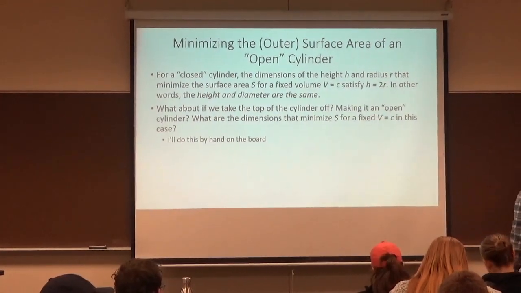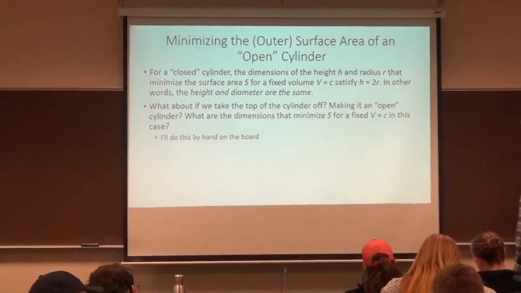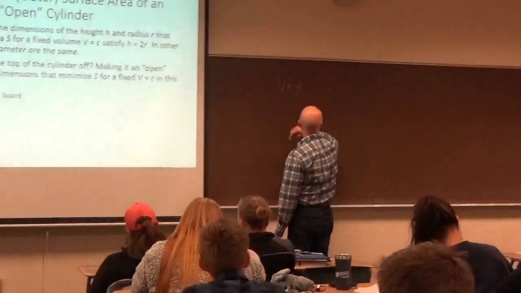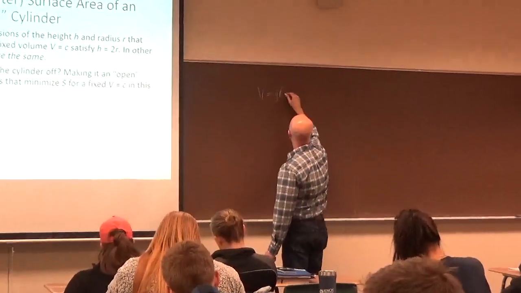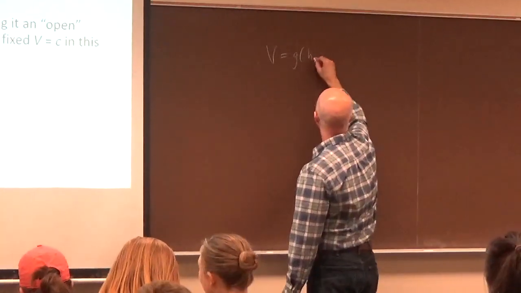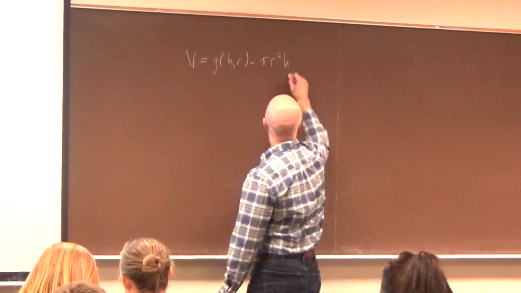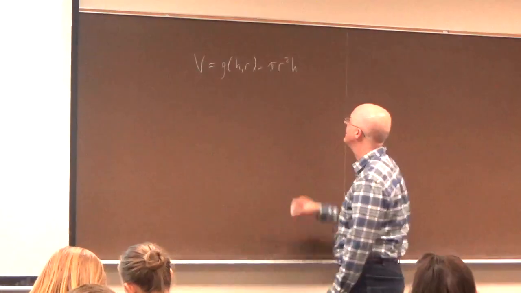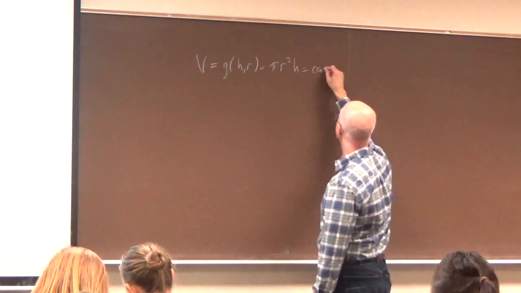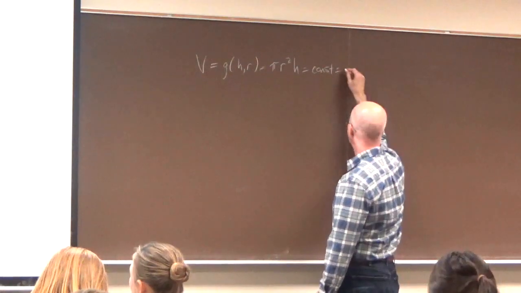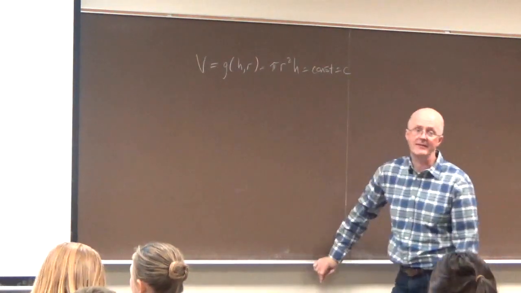So once again, V is fixed. I can once again call that V of G of H comma R. The formula for the volume is the same. And I can set that equal to a constant. I could pick a particular number, but I want you to be able to handle arbitrary constants. That's really important to me.